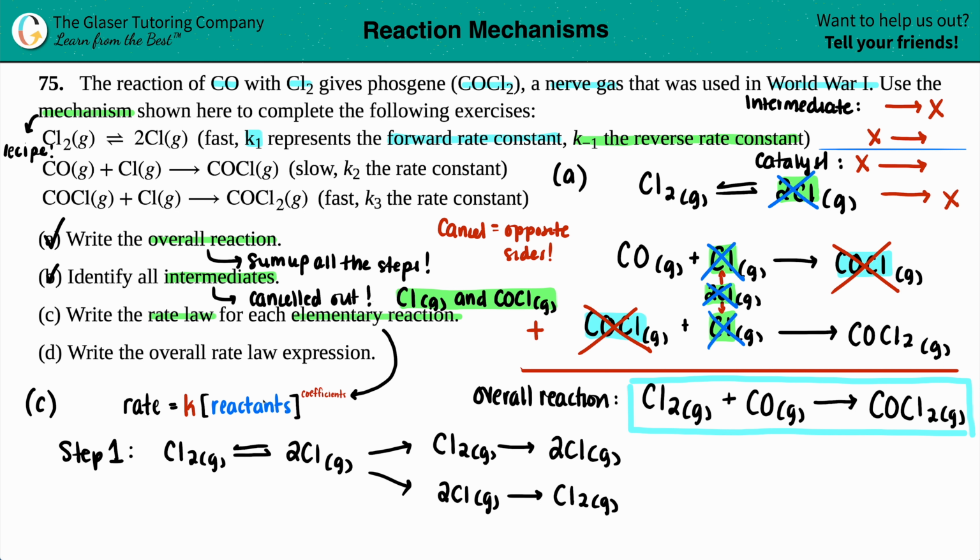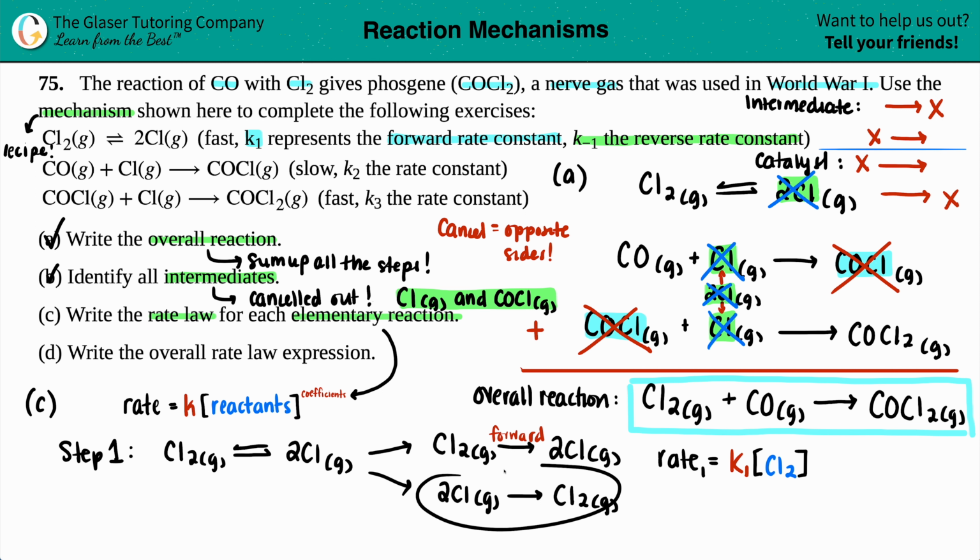Now for this step, it's going to be rate equals, I'm just following the guidelines of any rate law, rate equals K. Now since this is the forward reaction, we have to use K1. So this would be rate equals K1 times the concentration of the reactants. So in this case, you only got one reactant, right? You only got the Cl2. And that's that. So maybe we could say rate 1 equals K1. I don't know. Doesn't really matter to me.